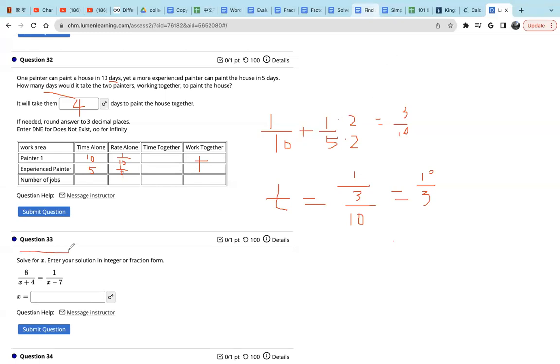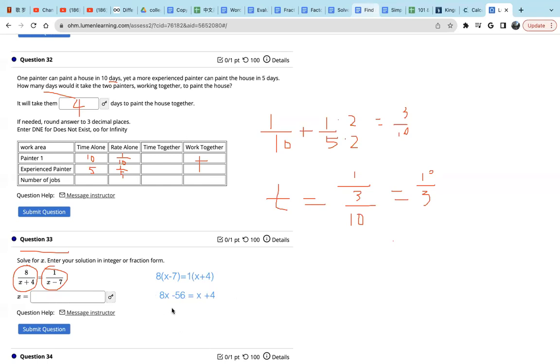Let's see 33. Equations of rational expressions again, rational equations, right? We have a 1, 1, so we apply cross multiplication. We have 8 times x minus 7 equals 1 times x plus 4. Simplify this. Get 8x minus 56 equals x plus 4.